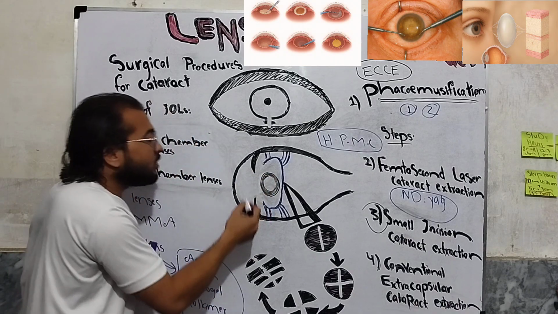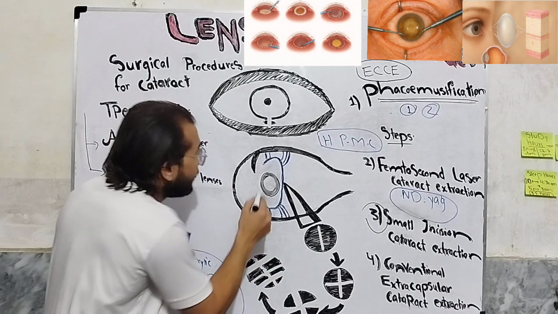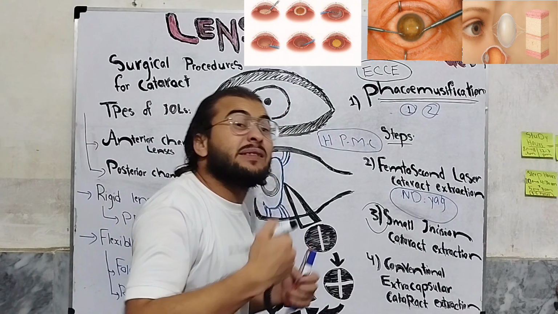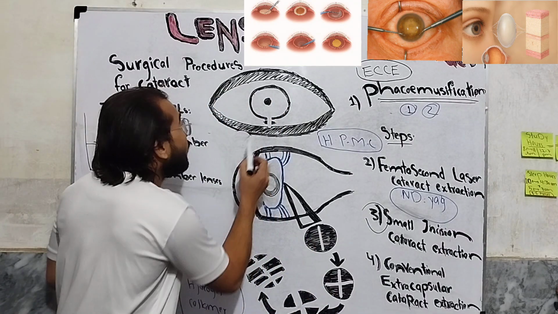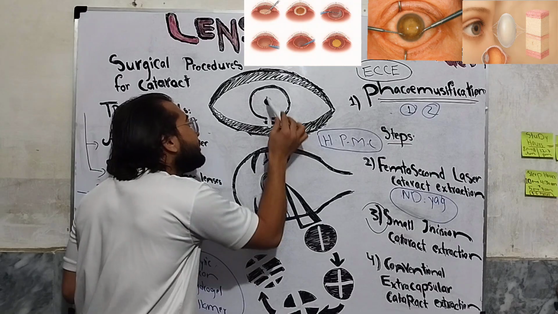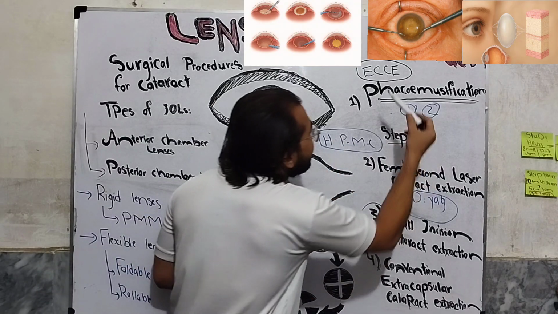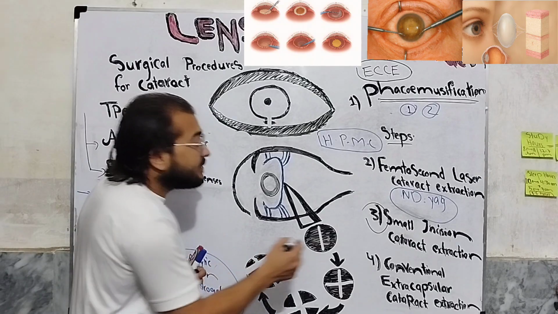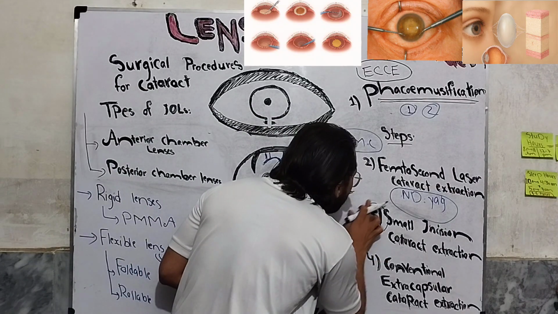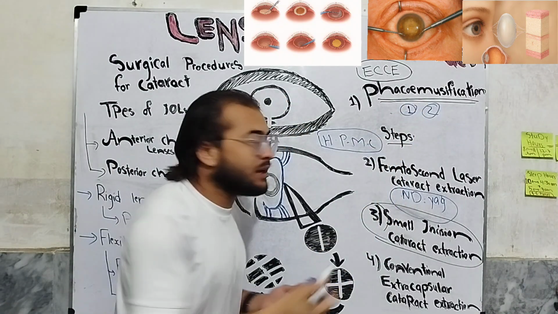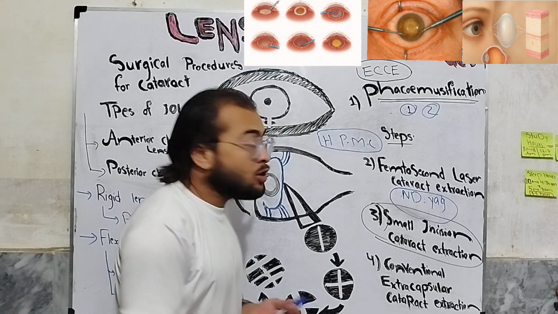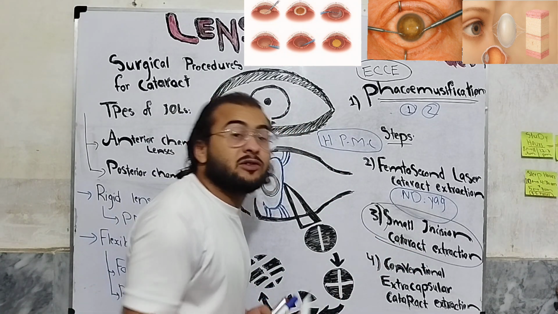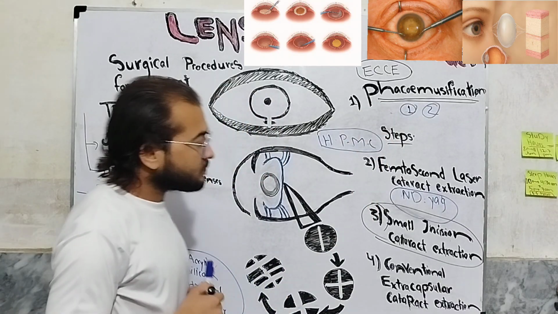And all these procedures, the capsulotomy and the breaking of the lens into pieces, are done manually. Through the sclerocorneal tunnel, all the procedures which we did in PHACO and Femto are now done manually. This procedure is applicable because phacoemulsification and FSL are expensive. So small incision cataract extraction is an alternative to these procedures.